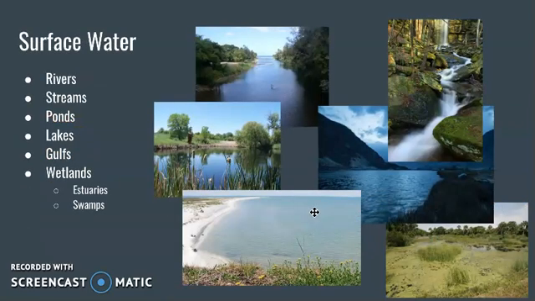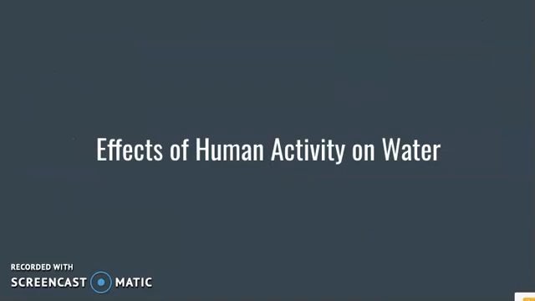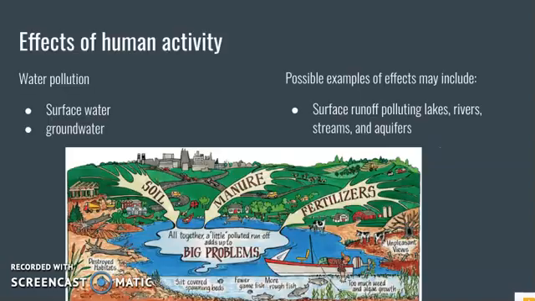Surface water, these are things that are all above the ground. So we've got rivers, streams, ponds, lakes, gulfs, wetlands. It's any body of water that's above the ground. It's on the surface of the land, hence surface water. This is water that you can see without having to dig underground. Okay, so humans can have a big impact on water and watersheds and groundwater and surface water.